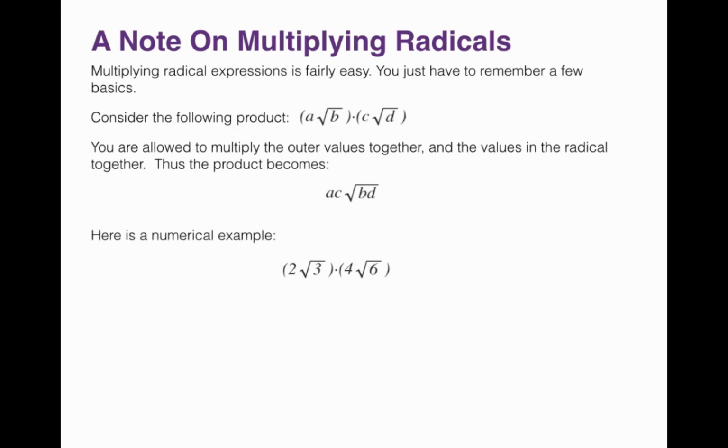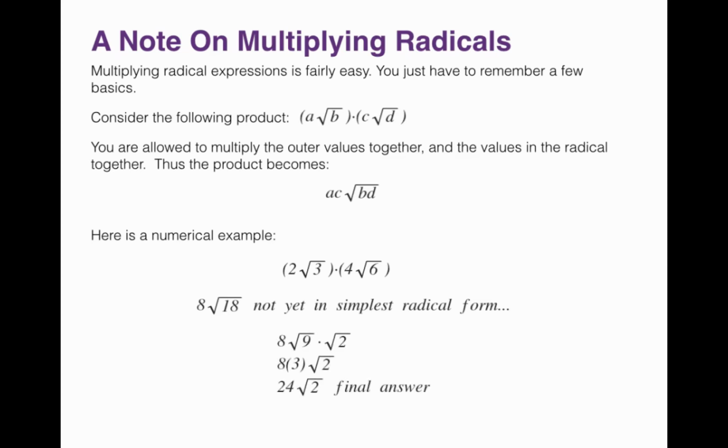Let's look at an example. Here's 2 square root of 3 times 4 square root of 6. Well, 2 and 4 are the outer parts, so 2 times 4 is 8. 3 and 6 are the inner parts, so that's 18. Now 8 square root of 18 is the correct answer. The problem is it's not in simplified or simplest radical form. So what I do is I break up 18 into 9 and 2.